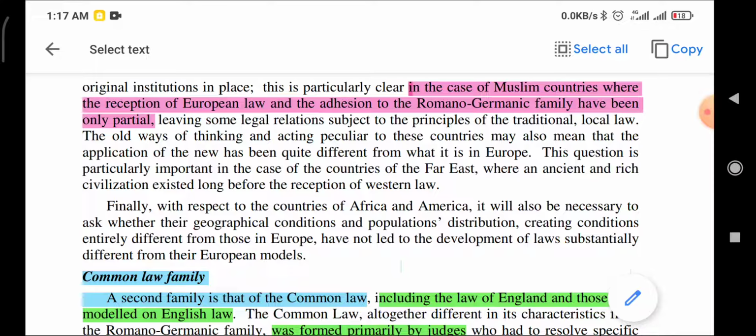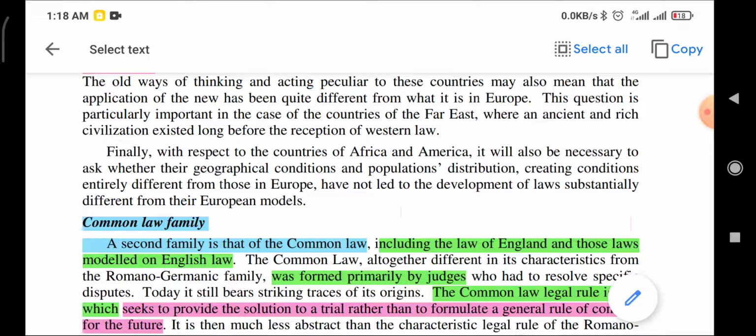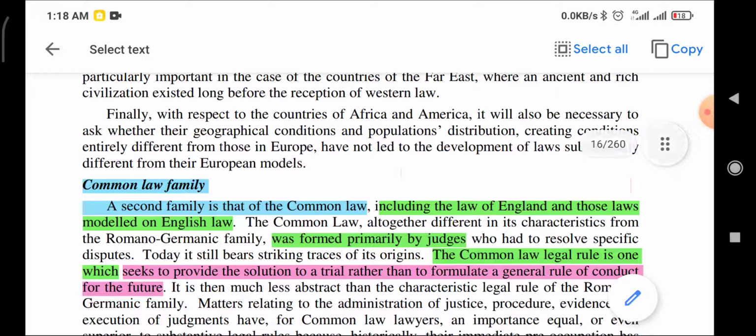Now the other family, namely the common law family. A second family is that of the common law, including the law of England and those laws modeled on English law. The common law, altogether different in its characteristics from the Romano-Germanic family, was formed primarily by the judges, who resolved specific disputes. Today it still bears striking traces of its origin.